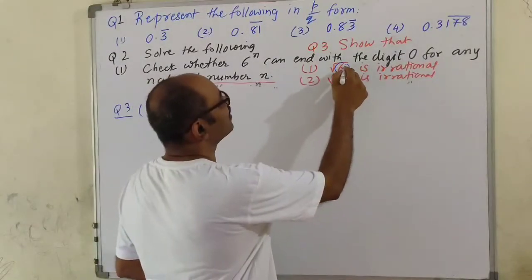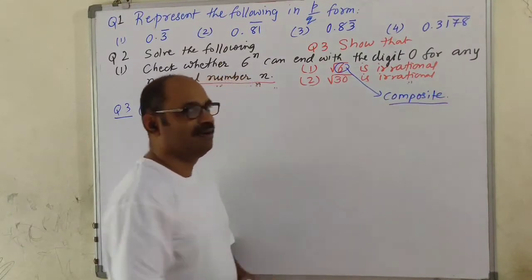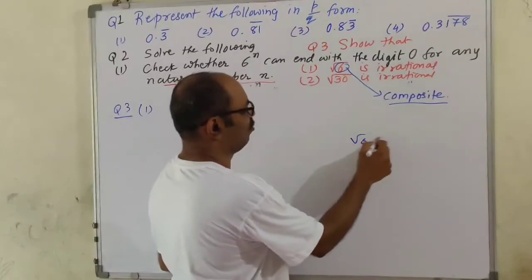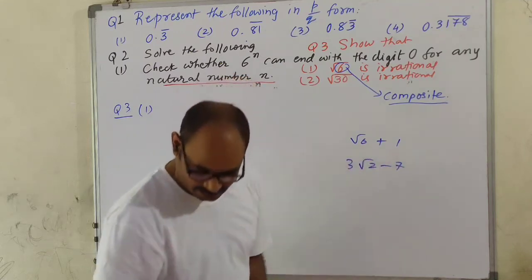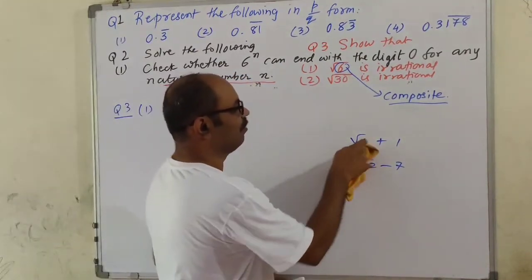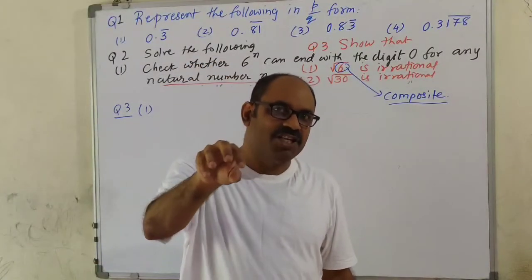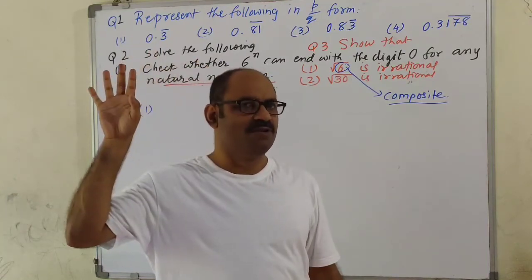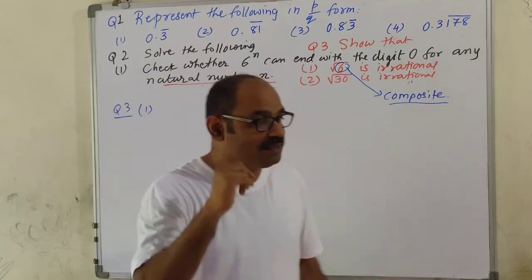Root 6 is irrational. Children, this 6 is a composite number. It's not prime, but it is a single term. It's not an expression like this, root 6 plus 1, root 3 root 2 minus 7. ऐसा expression नहीं है. It's a single term. यहाँ दो term है, right? It's not like that. So whatever application we made for prime number, same application we are going to make for composite number. Do you remember what we did for prime number? Let's see.